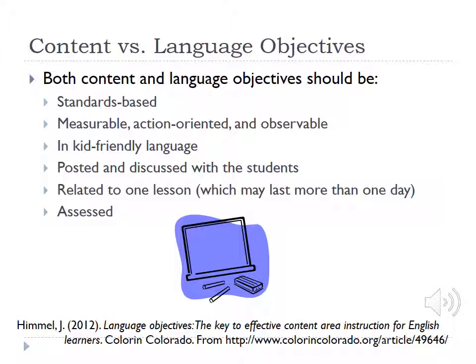Just like content objectives, language objectives should be standards-based or based on English language proficiency standards. They should be measurable, action-oriented, and observable. They should be in kid-friendly language. They should be posted and discussed with the students so that students are aware of their content and language objectives for that lesson. The objectives should be related to one lesson, which may last for a day, 2 days, or even more, and they should be assessed or reviewed at the end of each lesson and part of ongoing formative assessment.